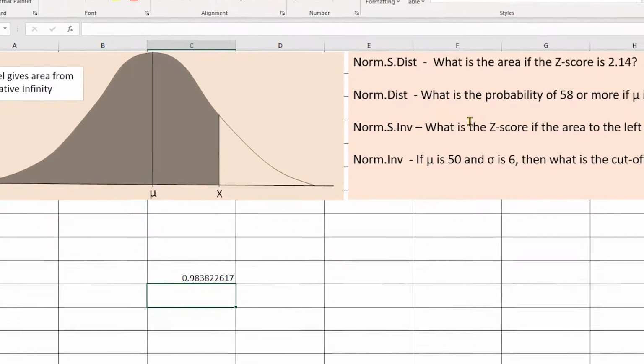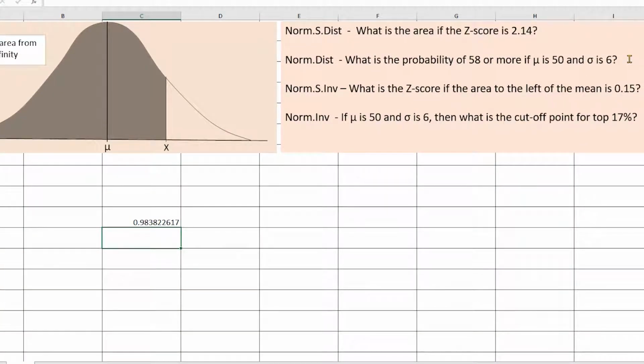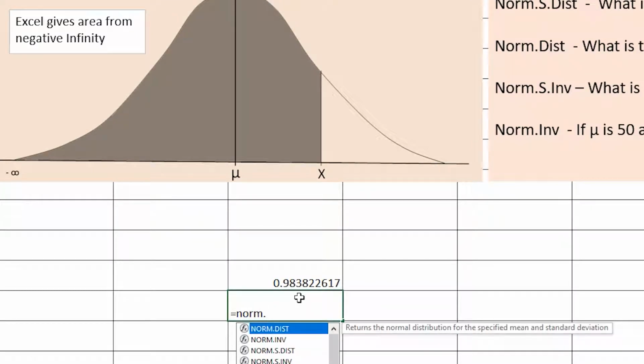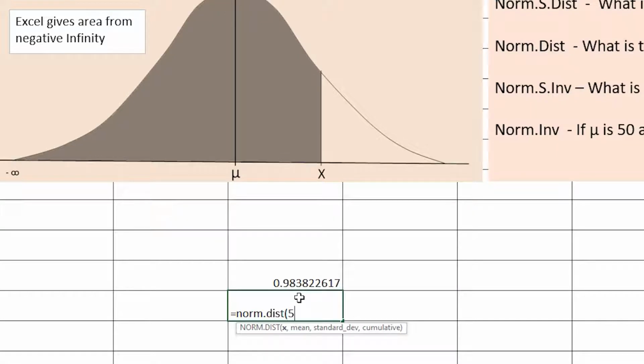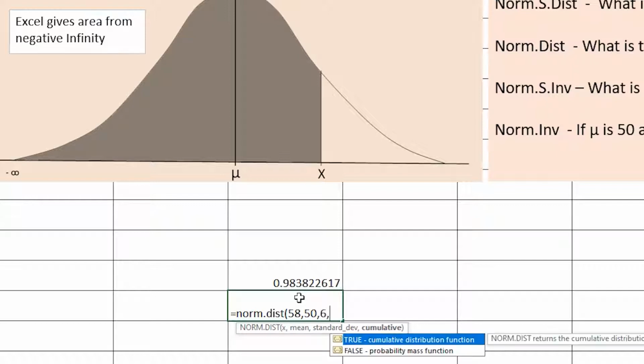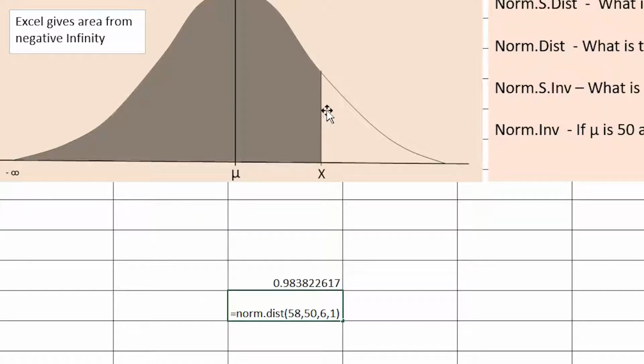Okay, next. What's the probability of 58 or more if mu is 50 and sigma is 6? Okay, so 58 or more. 58 is going to be on this side here, because the mean is 50. Excel is going to give you the area from there all the way back that way. You're going to do 1 minus to get 58 or more, which is what we're looking for, right? So it will be equal to, first the formula, NORM.DIST, okay? X is 58, mean is 50, sigma is 6, and a 1, always, or TRUE. That area is 58 or less. We want 58 or more, so we're going to make it here 1 minus, and 0.0912. That's 0.0912, and this will be 1 minus that number.